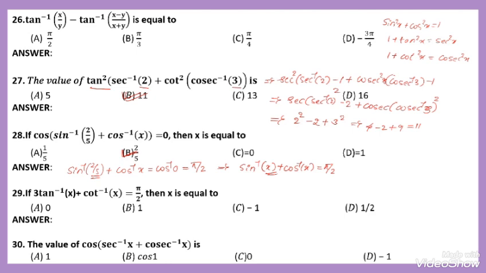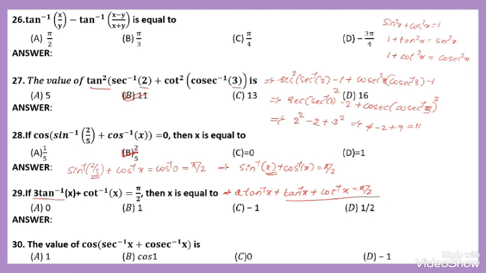Now, question number 29: if 3 tan inverse of x plus cot inverse of x is equal to pi by 2. I can write 3 tan inverse of x as 2 tan inverse of x plus tan inverse of x, plus cot inverse of x is equal to pi by 2, because we know the property that tan inverse of x plus cot inverse of x is equal to pi by 2.